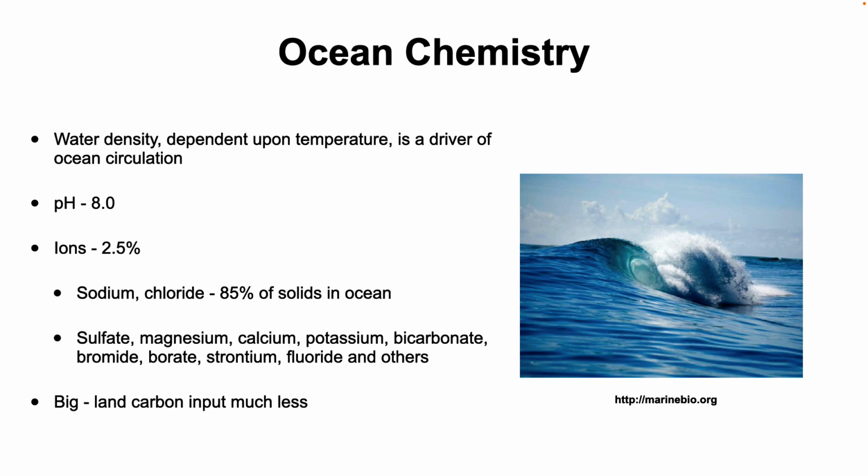Second, they are big. Oceans cover 70% of the surface of the earth, and because of this, surrounding land has much less influence on them in comparison to lakes.